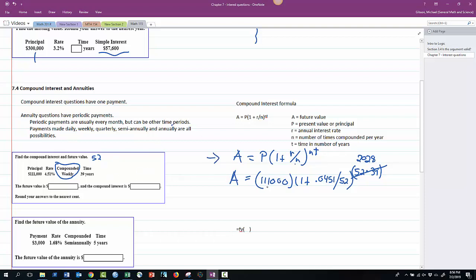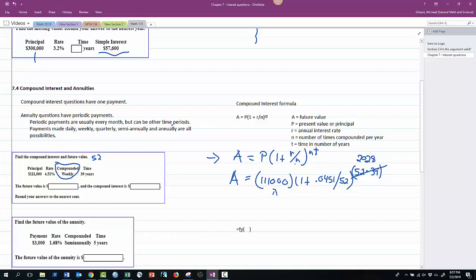A equals, principal is 110,000, right? 1 plus the rate is 0.0451 divided by n, it's 52 times a year. And then the exponent is n times t, right? It's the same n, so it's 52, and t was the 39 years, so it's 52 times 39.